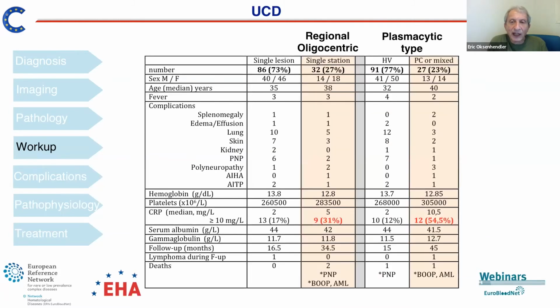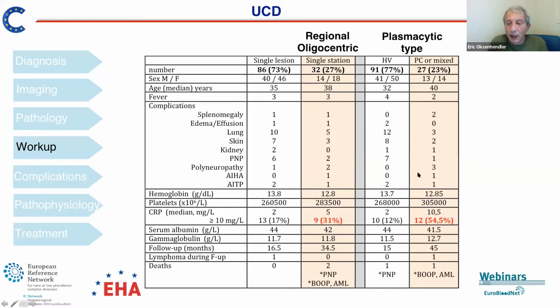So how could we classify these two gray zones? Well, we can try to compare them to the classical type. If we look here at the differences between the single lesion and the single station cases, you can see that they are very similar. There is no difference in the clinical presentation, no difference in the bio, except maybe for a higher percentage of patients with inflammatory symptoms in the regional or oligocentric form of UCD.